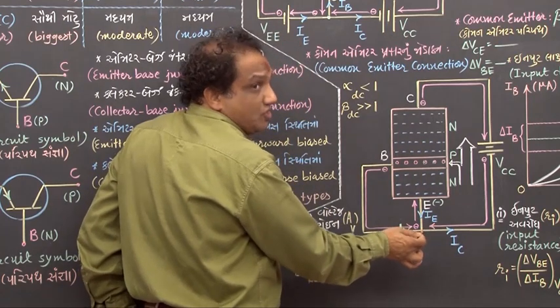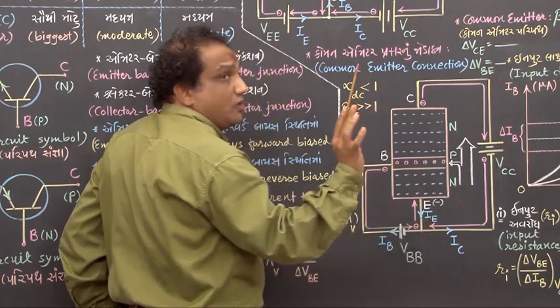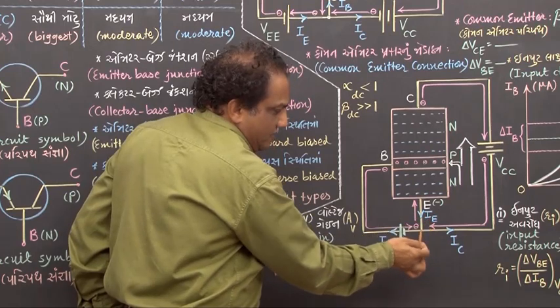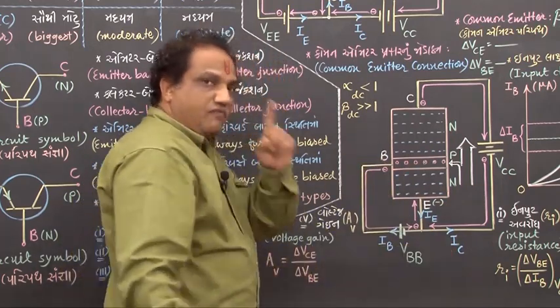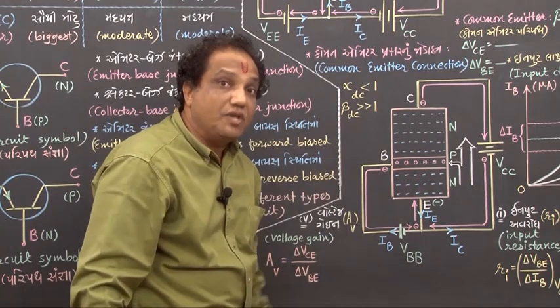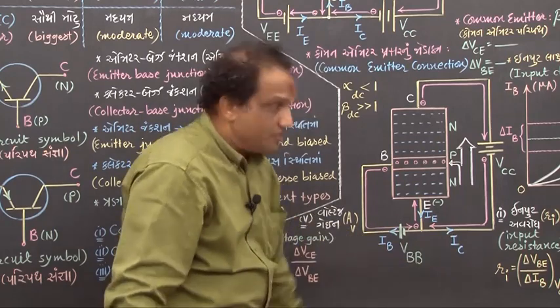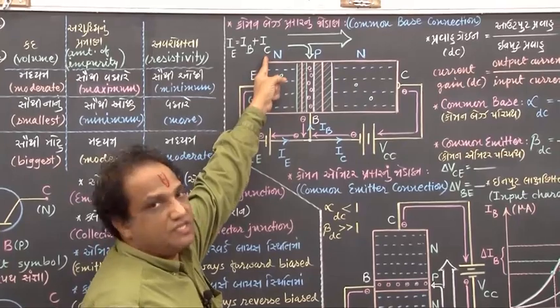Apply Kirchhoff's first law here at this junction. Current flowing towards junction should be equal to current flowing away from junction. Current flowing towards junction is IE, currents flowing away from junction, there are two currents, IB and IC. In short, IE should be equal to IB plus IC. Once again, we have got the same relation, IE equals IB plus IC.